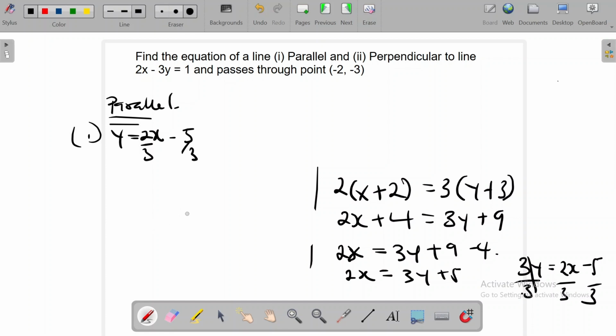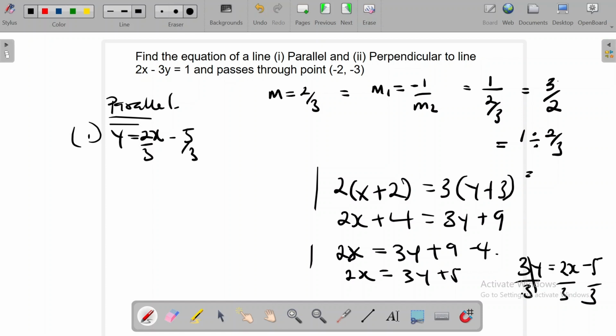But if they are perpendicular, it becomes m, which is 2 over 3, would now be, m1 should be the negative inverse of m2, so that it becomes 1 over 2 over 3. So you end up with what? 3 over 2. In case you don't understand how I arrive at it, it's simply 1 divided by 2 over 3, which is the same thing as 1 times 3 over 2. If you multiply, you end up getting 3 over 2.